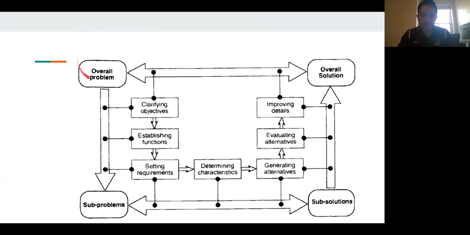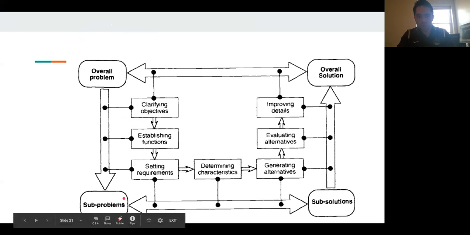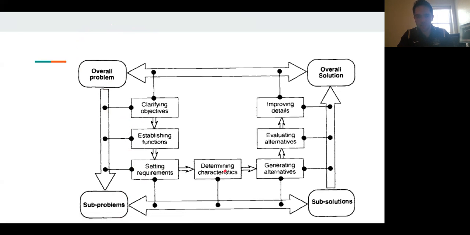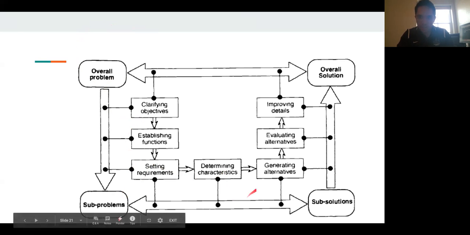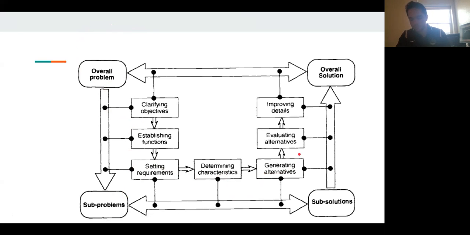And this is telling us when we have an overall problem, we want to clarify objectives, establish functions, set requirements, which then determine sub-problems from those requirements and determining those characteristics of the sub-problems, generating those alternatives, and as well as that relationship of these 7 stages of actions, which is from the world and to the designer, and then from the designer to the world.